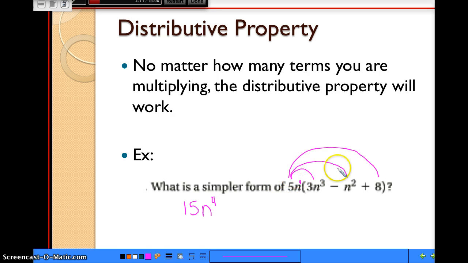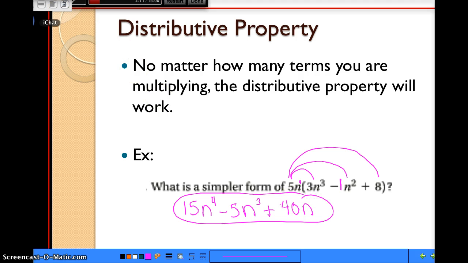Now take the 5n and multiply it by the negative 1n squared. 5 times negative 1 is negative 5. n to the first times n to the second is n to the third. Now multiply your 5n to the first times 8. 5n times 8 is 40n. Are there any like terms in this trinomial? No. Even though they all have bases of n, none of the exponents are the same. Therefore, you cannot add any of them because none of them are like.